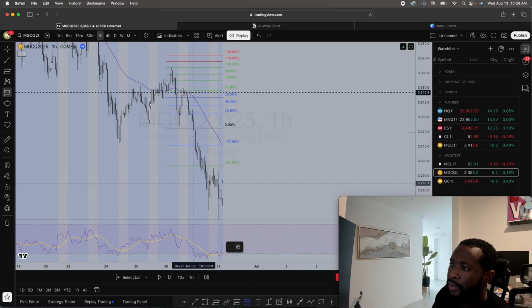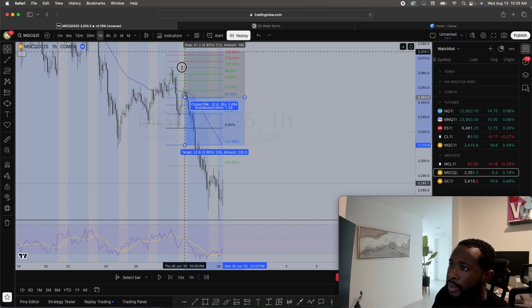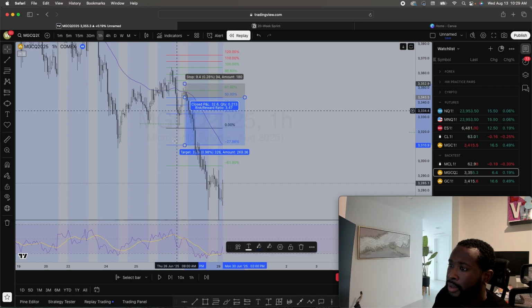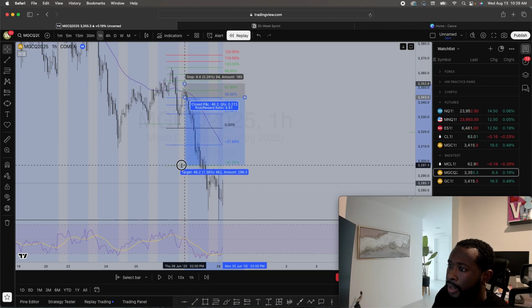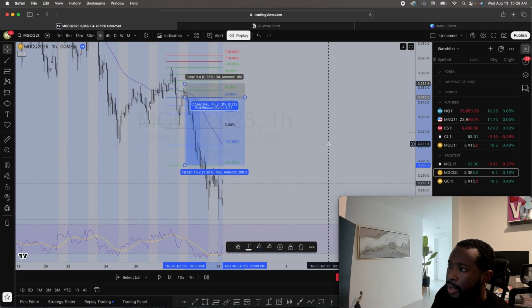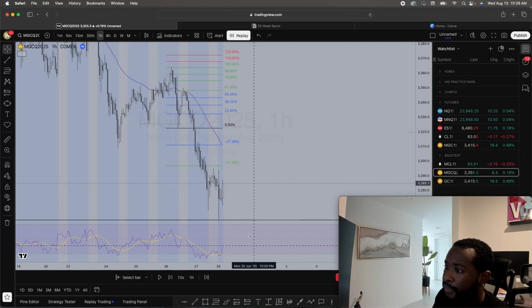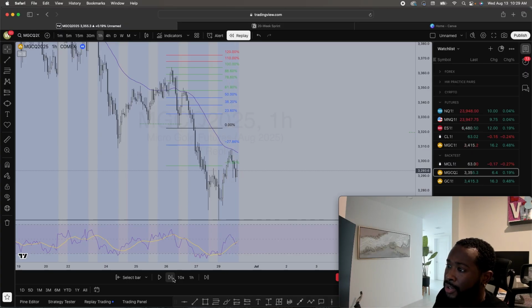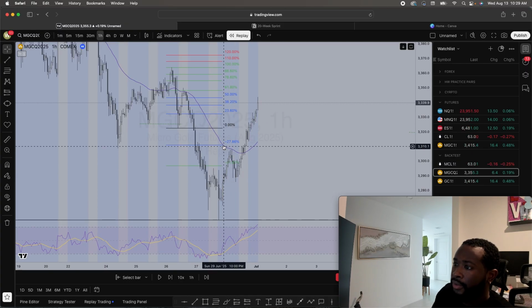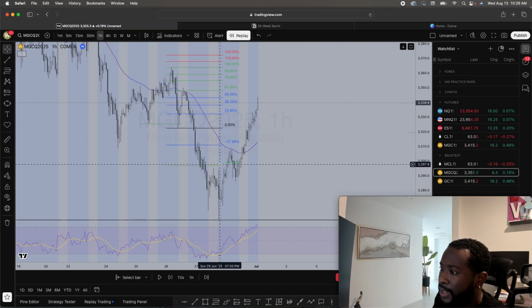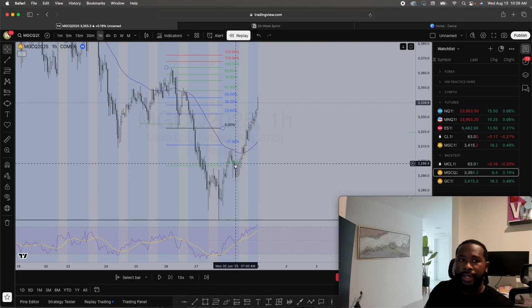And that would have been a 4.91 RR, and I would have been done for the day. And you can see as well how price starts to turn around on you. So I never go past my negative 61.8 level, right?